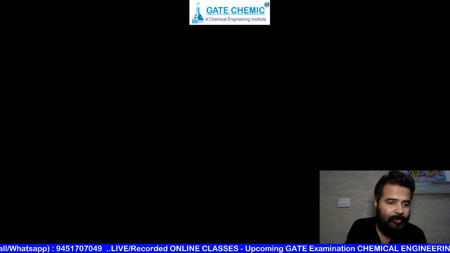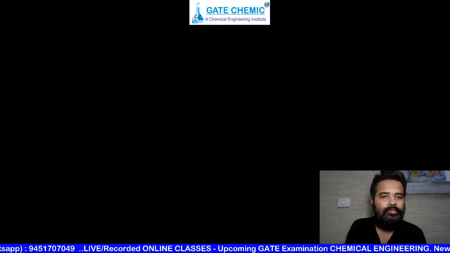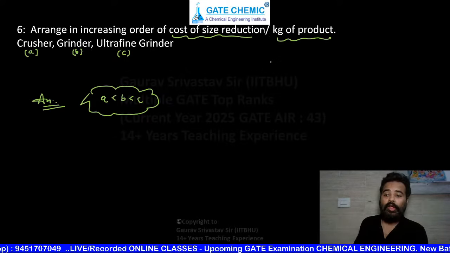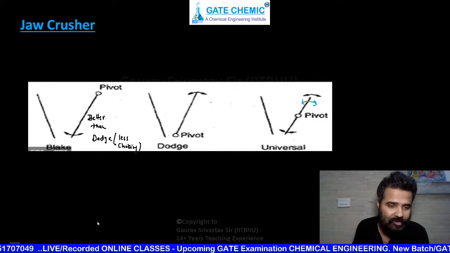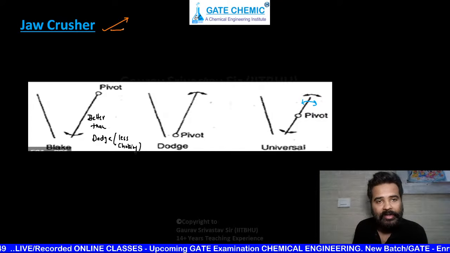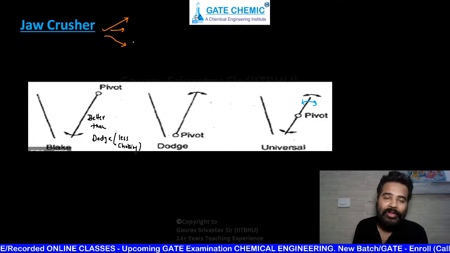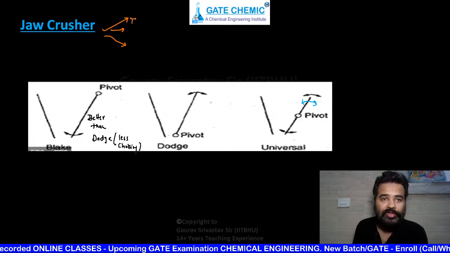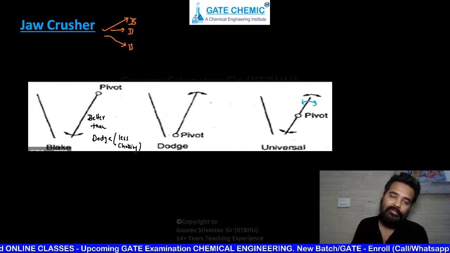Now we are going to explain equipments. First equipment is the jaw crusher. Jaw crusher is a crushing equipment, clearly from its name. And you can classify them as blake jaw crusher, dodge jaw crusher, universal jaw crusher.